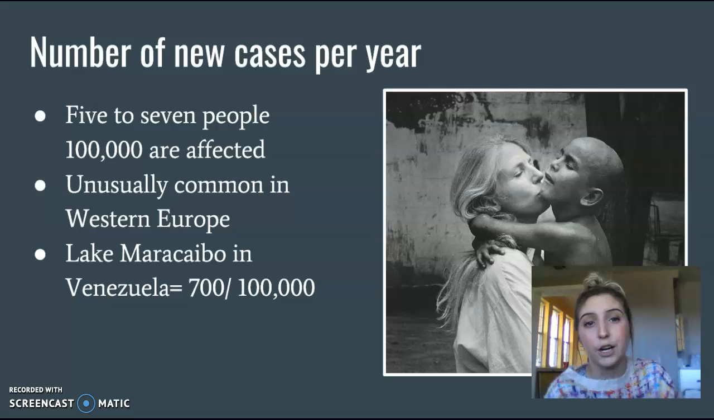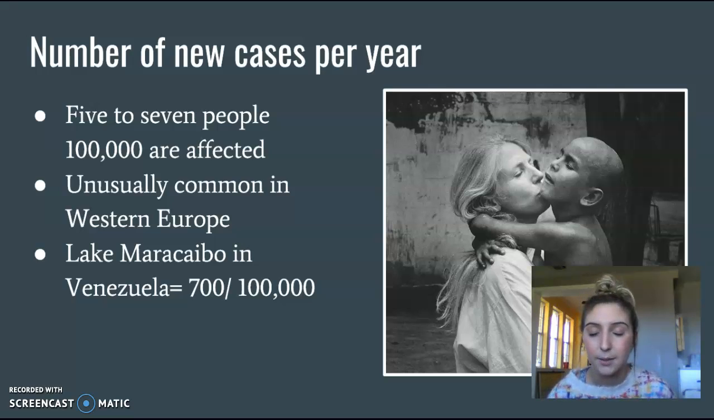Number of cases per year. This is going to be connected with my case in the end. 5 to 7 people out of 100,000 are affected worldwide. And in Venezuela, there is a city called Lake Maracaibo, and 700 out of 100,000 are affected. That is the highest number in the world.